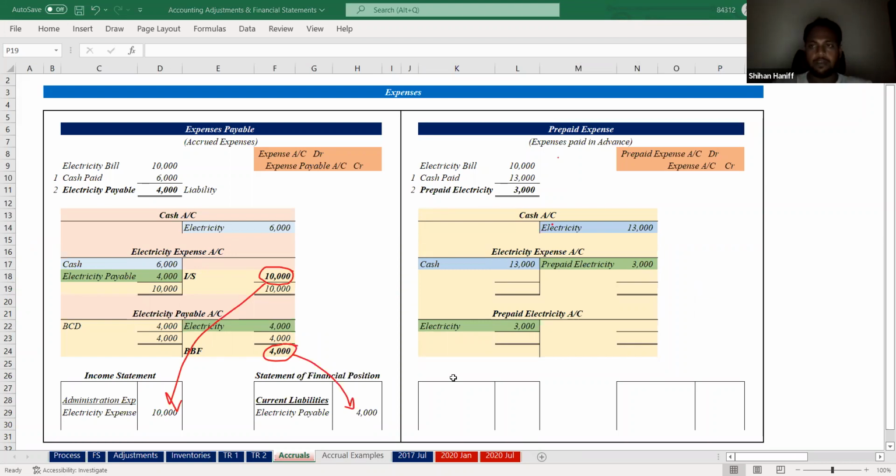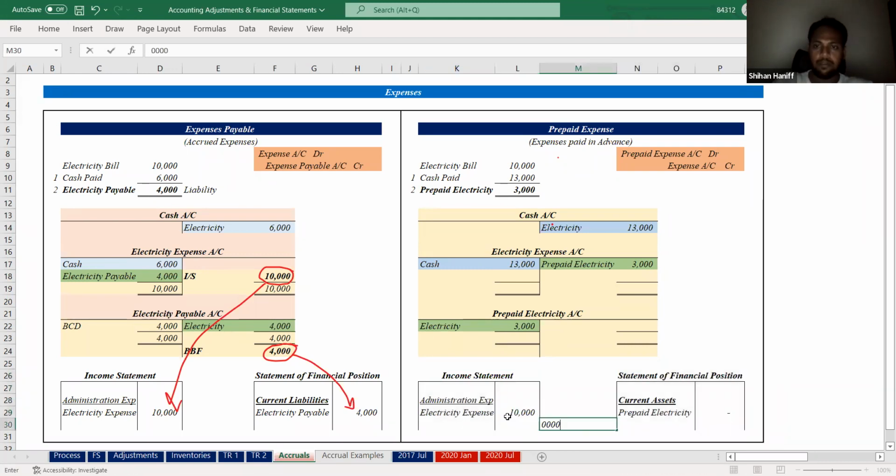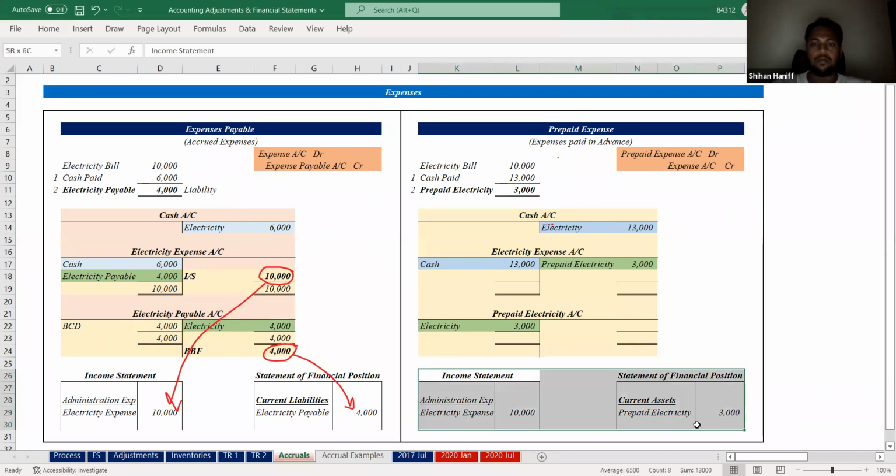Income statement. Then expense is 10,000. Prepaid is 3,000. So what you need is the amount goes to income statement, the amount goes to SOFP.